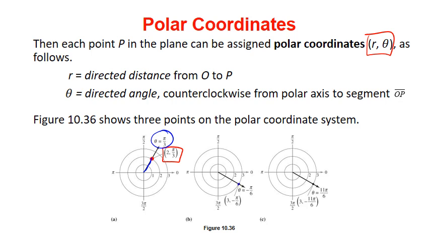Now let's say we are interested in this ordered pair. The directed distance is 3, and this angle is given to us as negative pi over 6. So we're given a negative value. Remember, if we're given a negative angle, we're heading in this direction here. So this ordered pair is given to us.